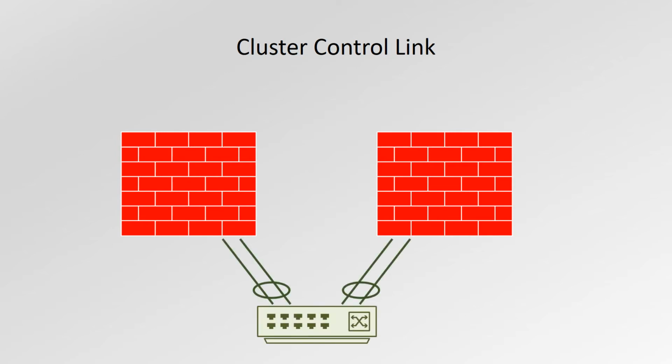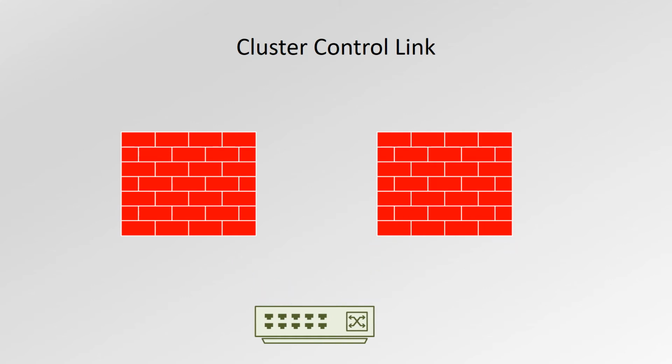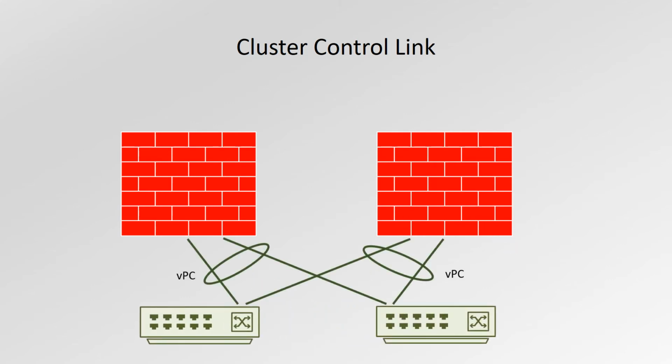If an ASA fails, the link to the switch goes down, but the links to the other ASA will stay up. To enhance redundancy, use VPC or a VSS connection.